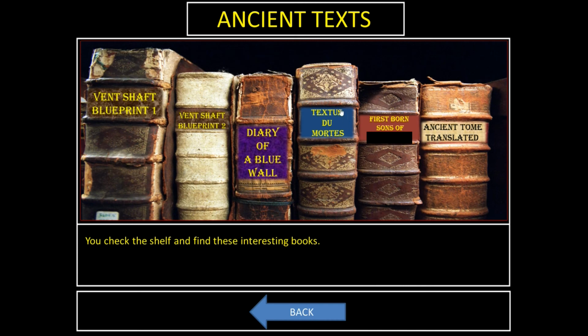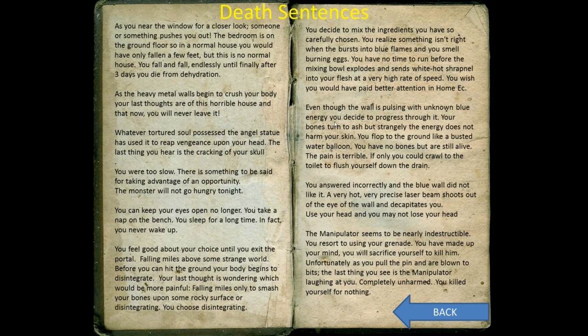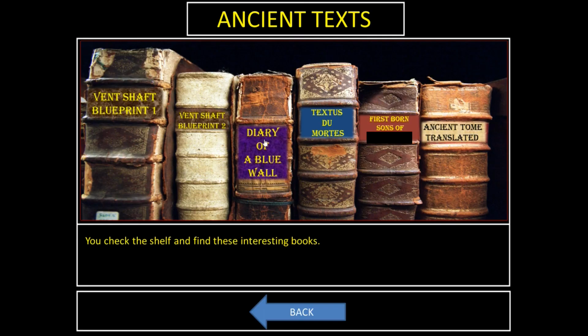All right, that's neat. We're not going to look at that. That's just pictures of my family in there. Textus de mortis. All the death sentences. There's only 10 death sentences. Diary of a blue wall.